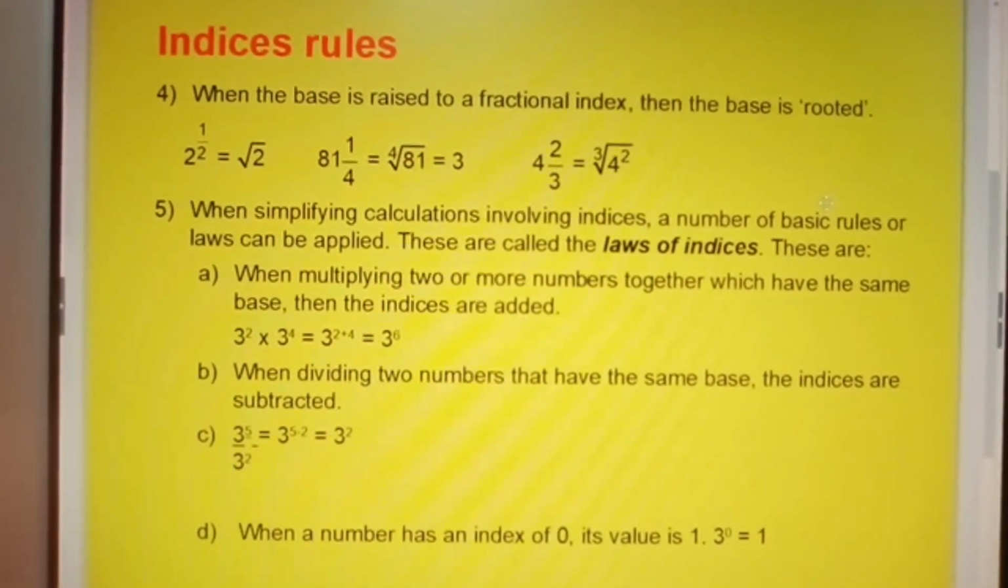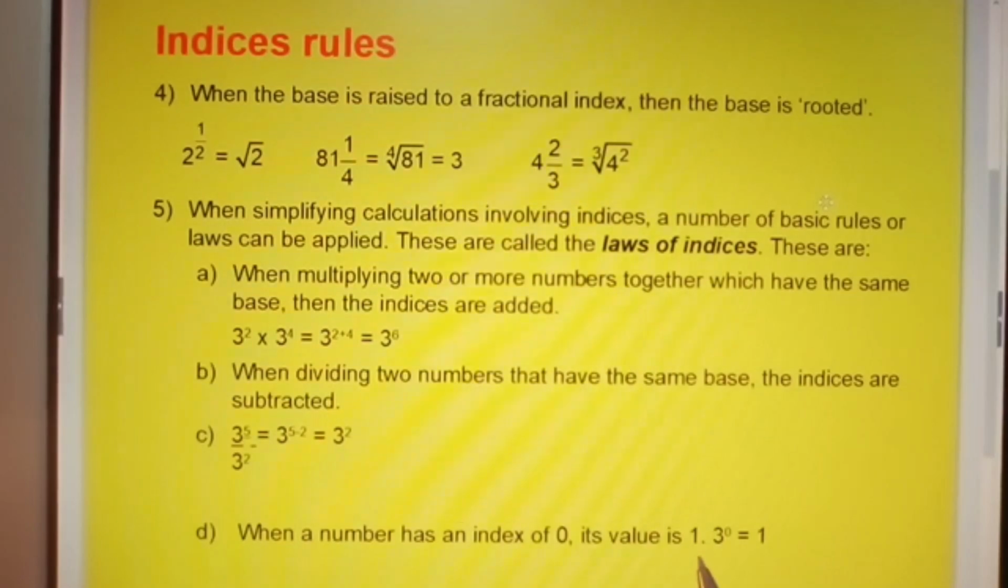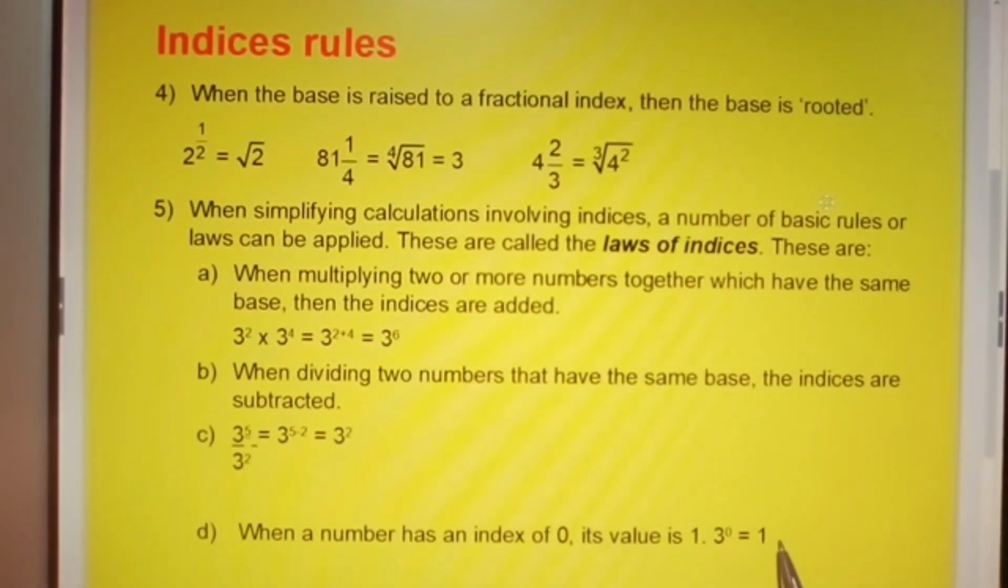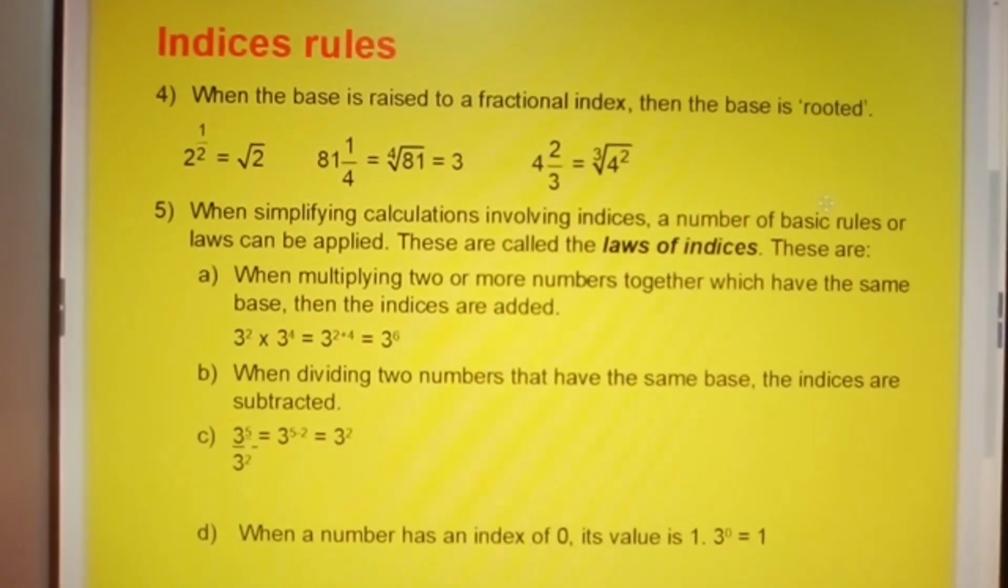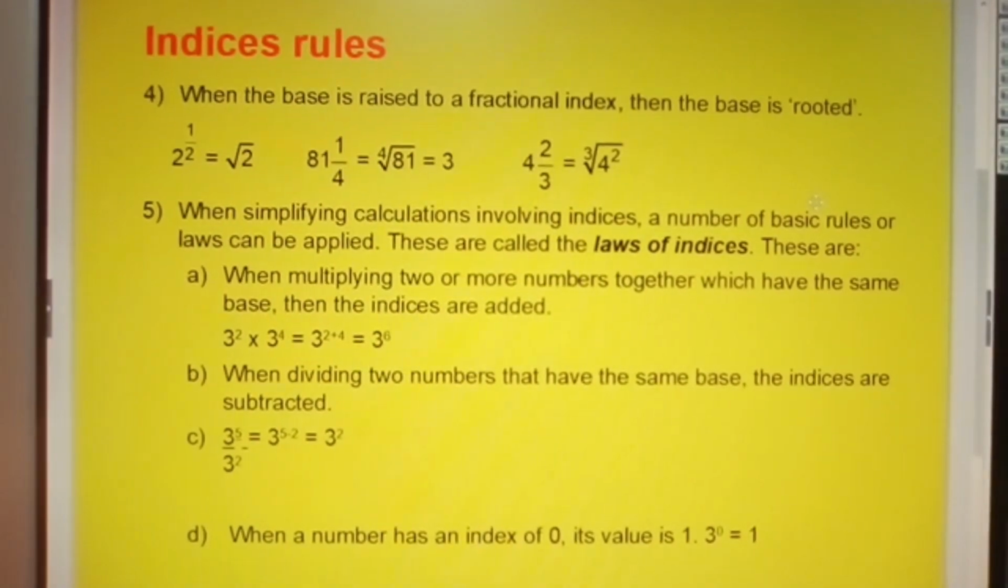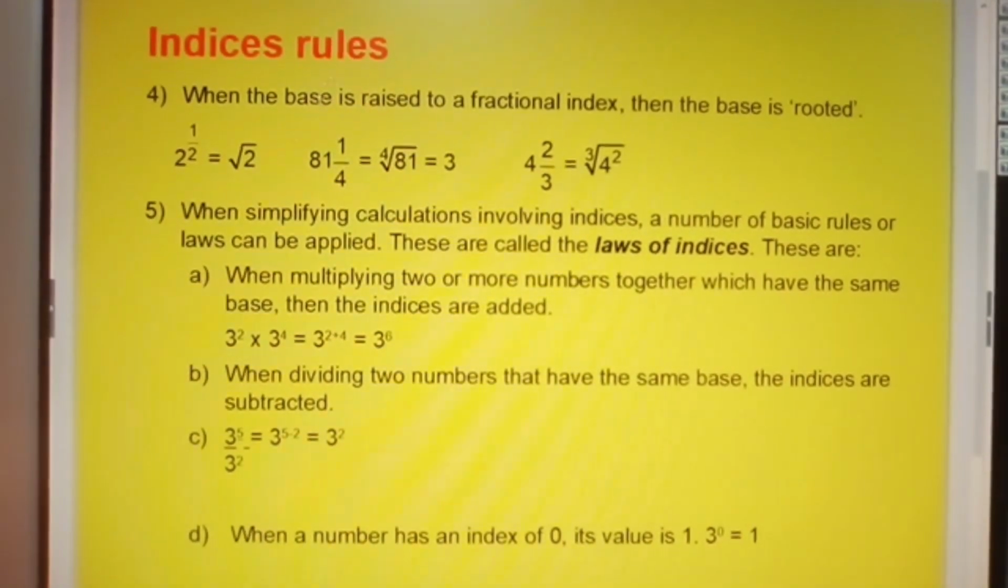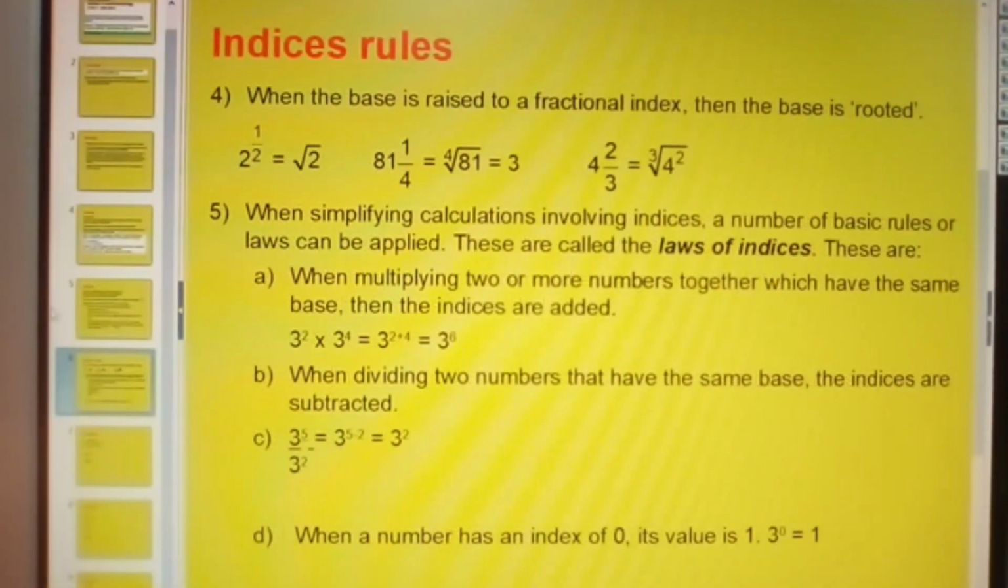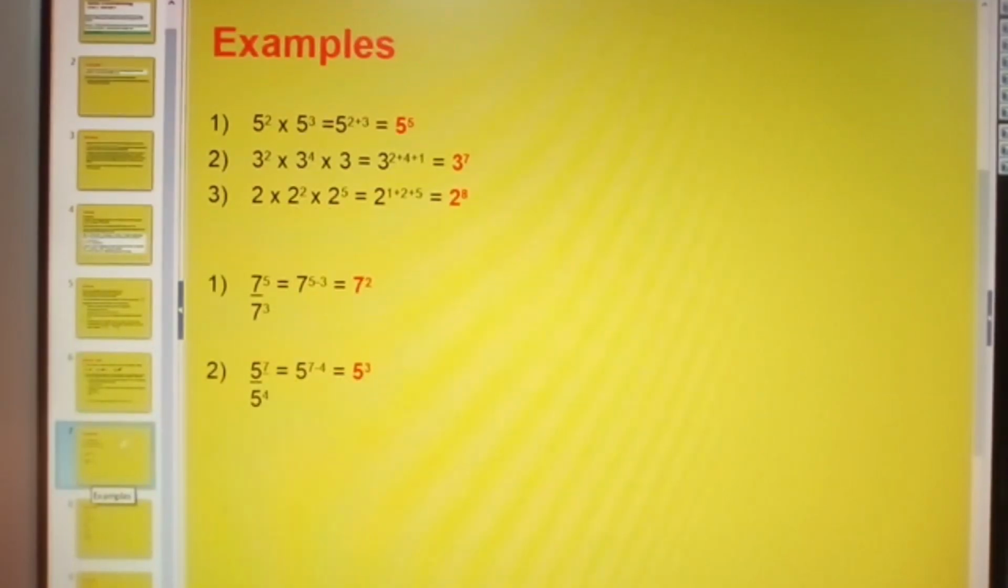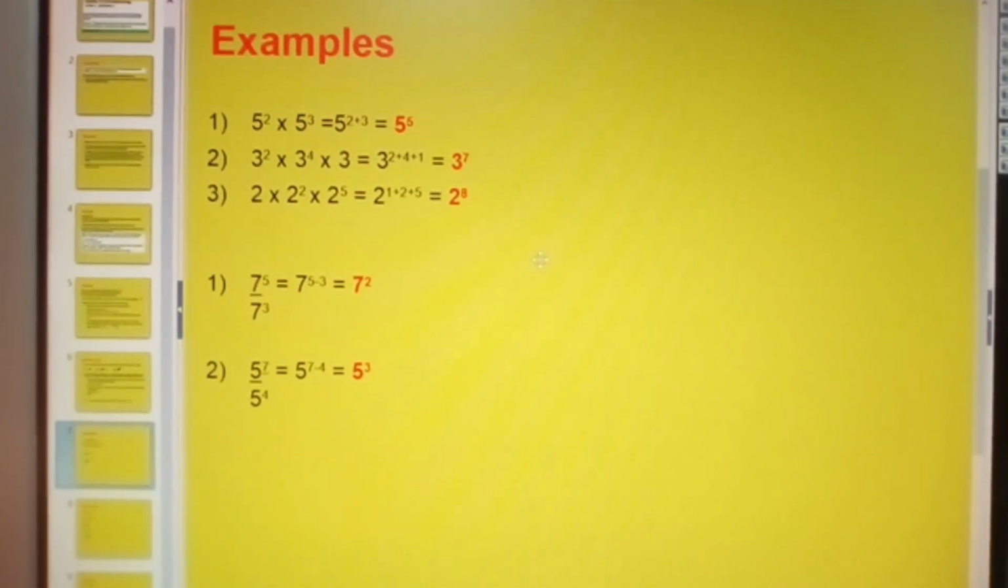When a number has an index of 0, its value is 1. 3 to the 0 equals 1. Anything raised to the power of 0 is 1. Okay? Examples.